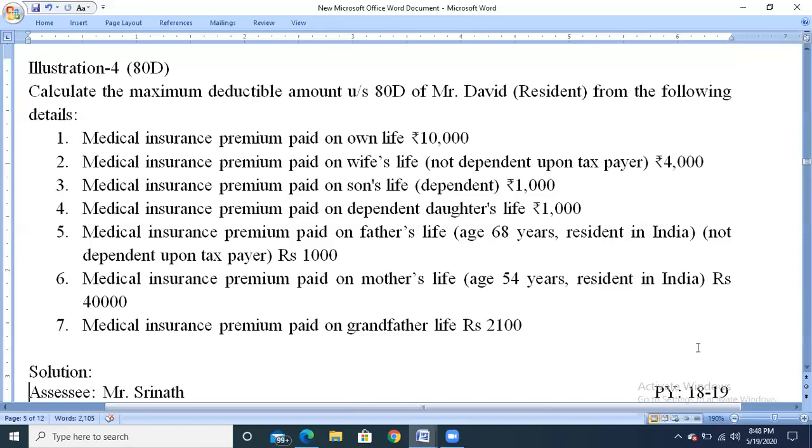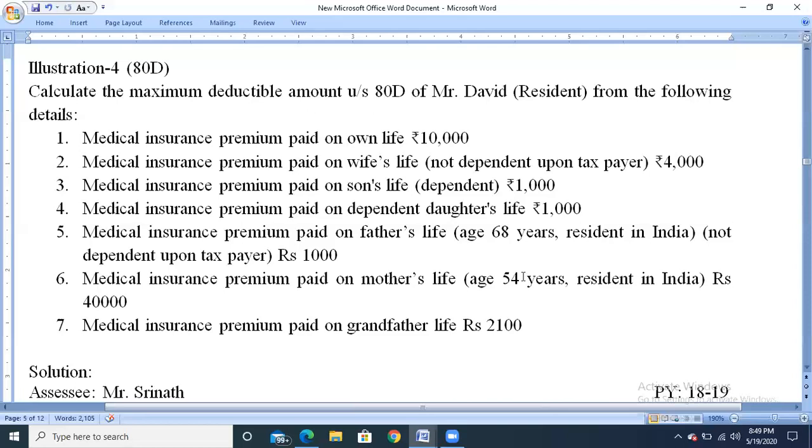And in case of parents, either mother or father, if any of the parents or both the parents are less than 60 years of age, then we can claim up to 25,000. If any of the parents is more than 60 years, that is a senior citizen, then up to 50,000 we can claim as the exemption amount. Okay, so here first we need to segregate it into two parts, that is in case of family members and in case of the parents.